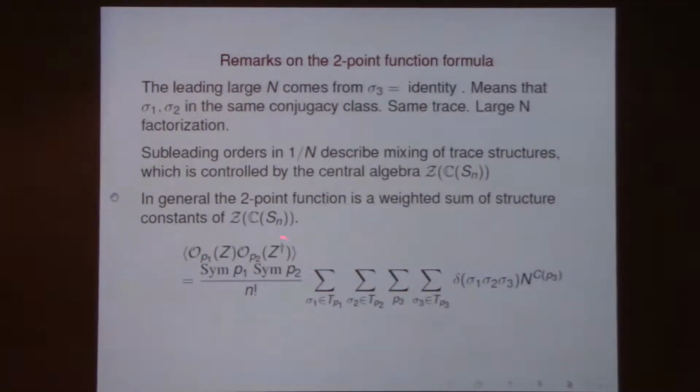So what is this correlator? You just take the sum of permutations in a conjugacy class, the sum of permutations in that conjugacy class, and look at what outcome you get here, what sort of conjugacy classes you get, and for each of them you count the number of cycles, and this is the formula for the two-point function.